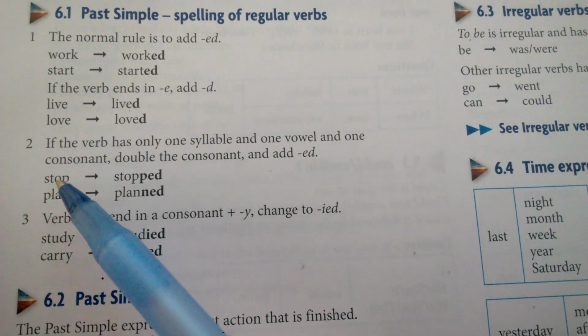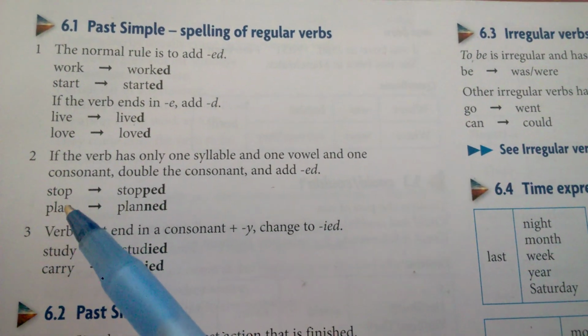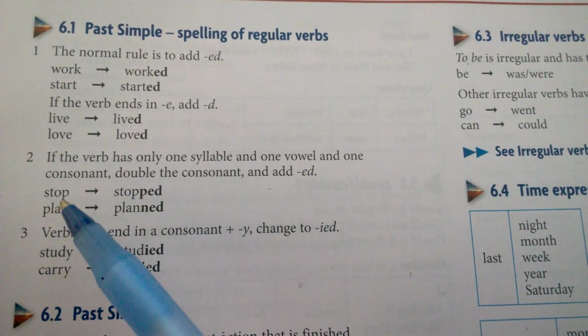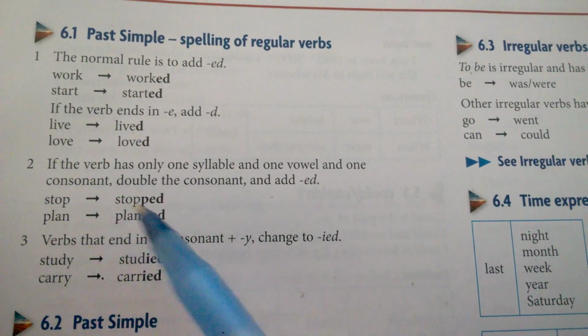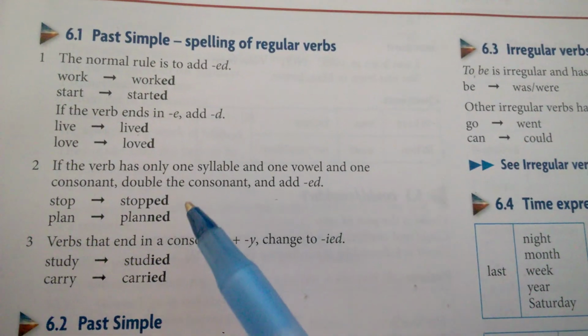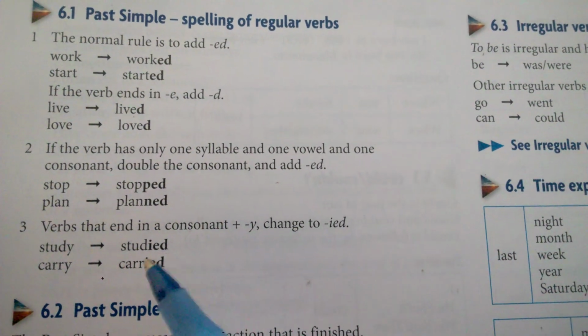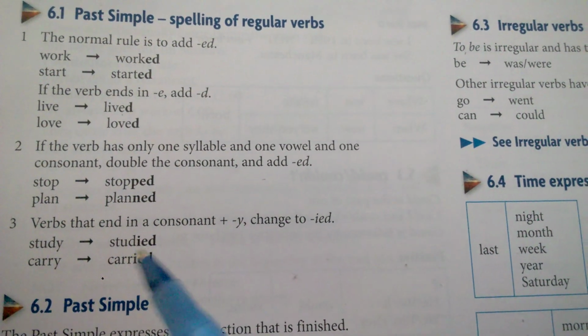And when a verb is a one-syllable verb, just one syllable like stop or plan, and it ends with a vowel and a consonant, you would have to double the p here and double the n. Otherwise you would say stoped or planed instead of stopped and planned. And when a verb ends with a y, you go ied. Don't go yed when you say study, studied. You go ied and not yed.